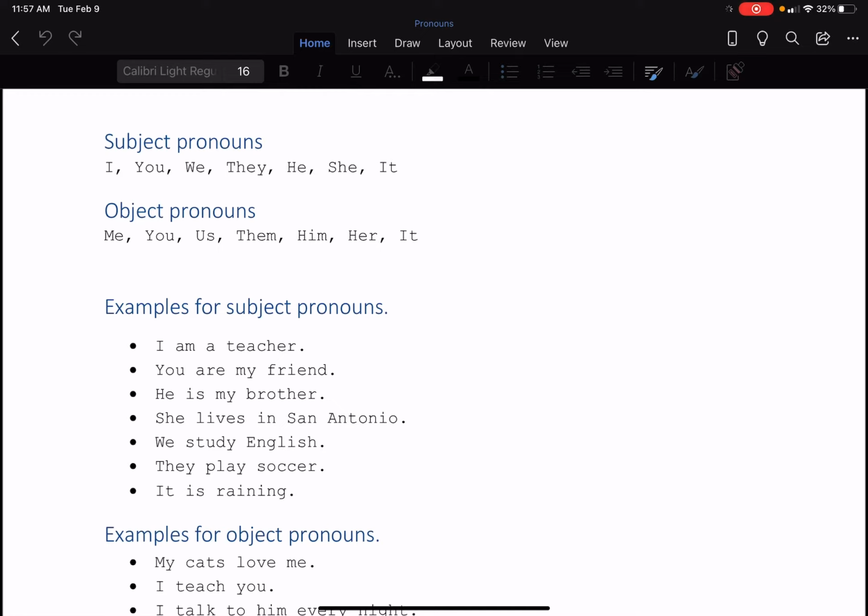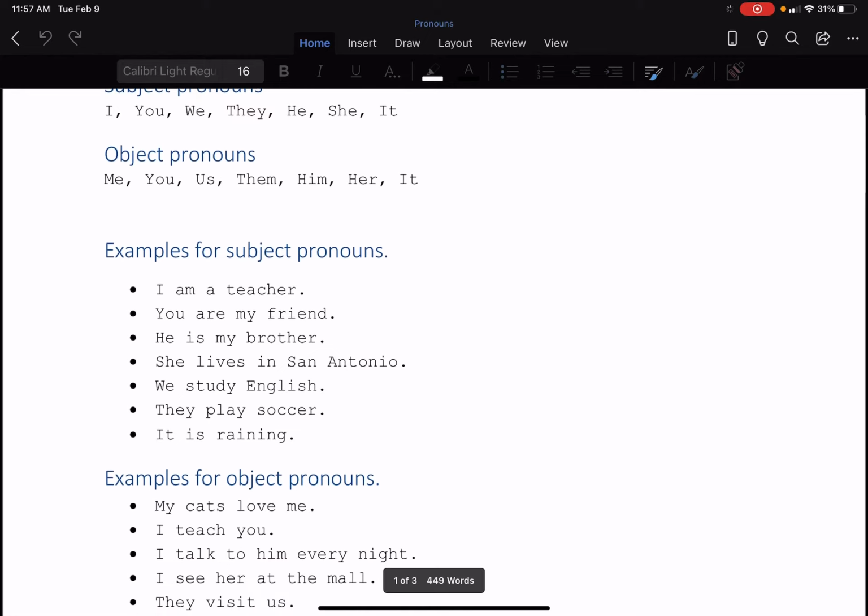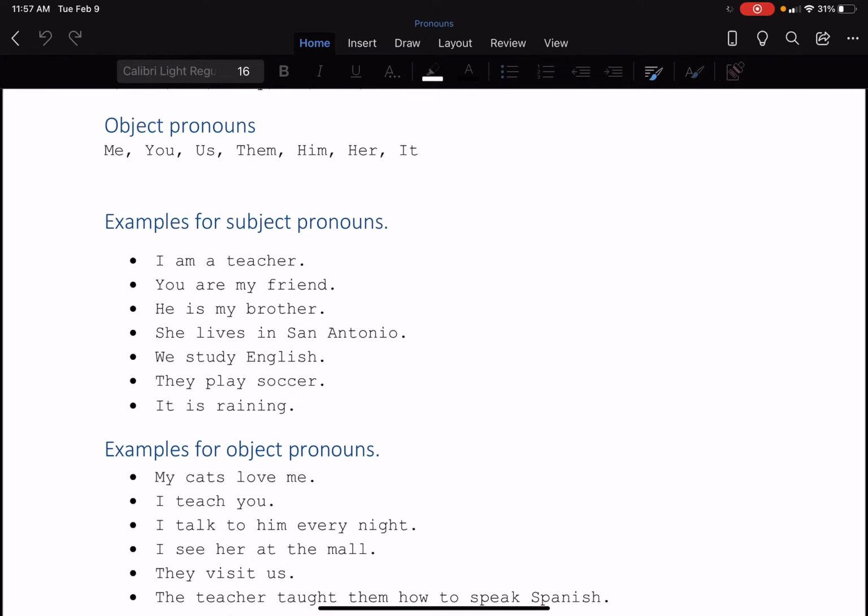You, it can be the same in both places. You is a subject pronoun. You is also the object pronoun. So just remember, subjects first, objects at the end. He and she are subjects, and then him and her are the objects. So in the beginning of a sentence, we're going to use he and she, and then after the verb, it'll be either him or her.